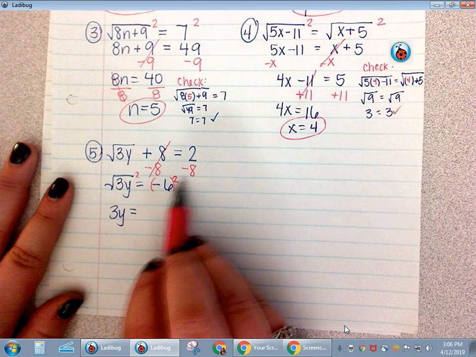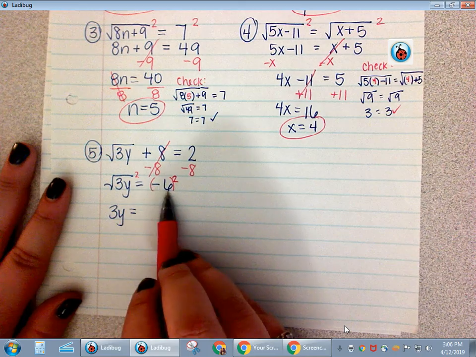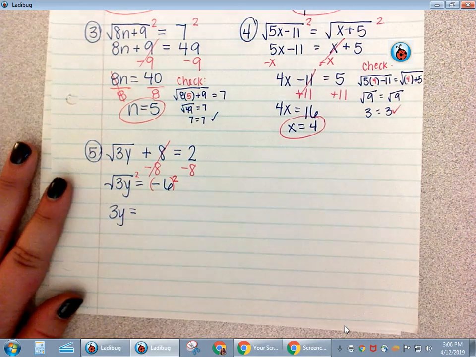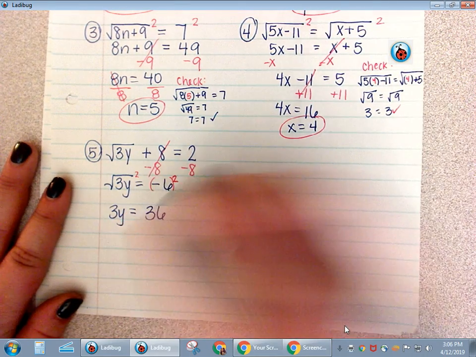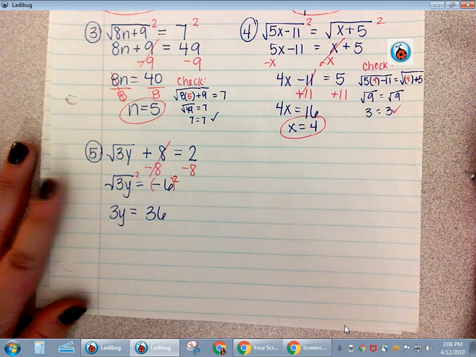So this isn't negative 6 squared. It's negative 6 quantity squared. So this is negative 6 times negative 6, which is positive 36. If I had not had the parentheses, it would be a negative 36. So that is important there. You have that in.